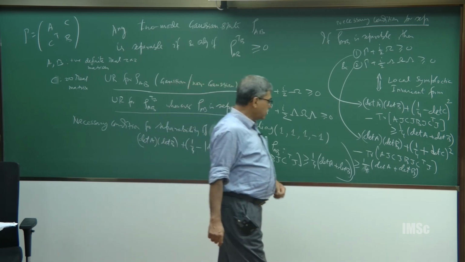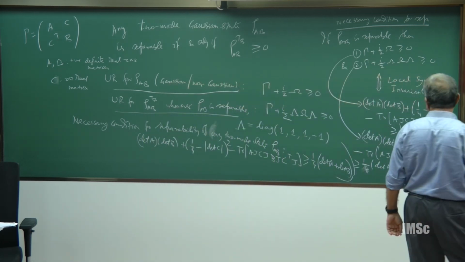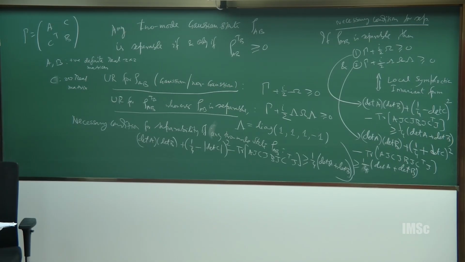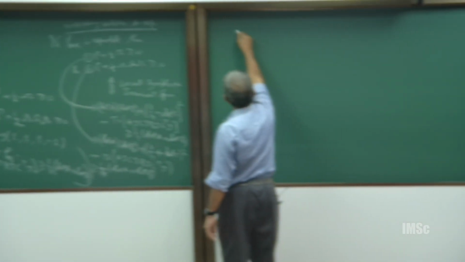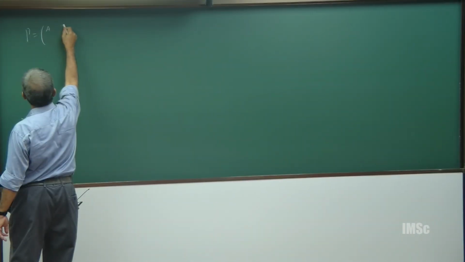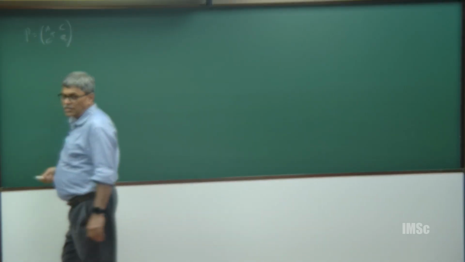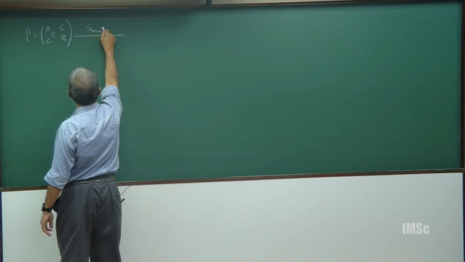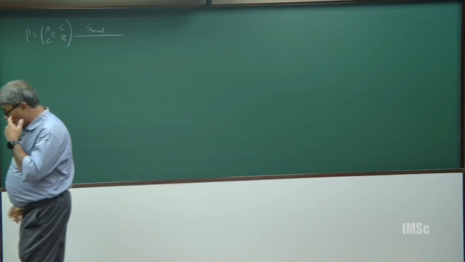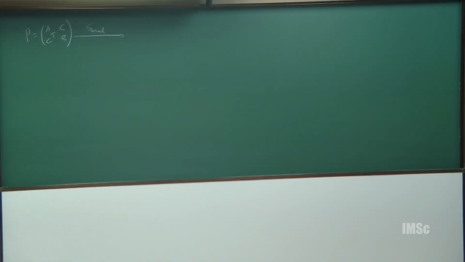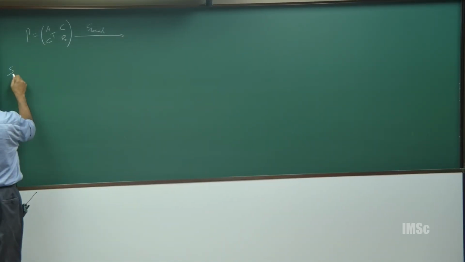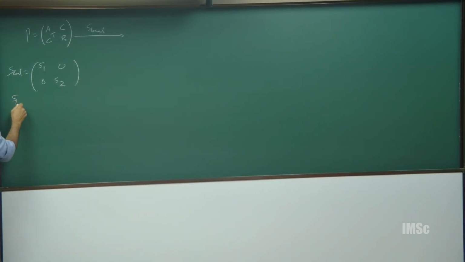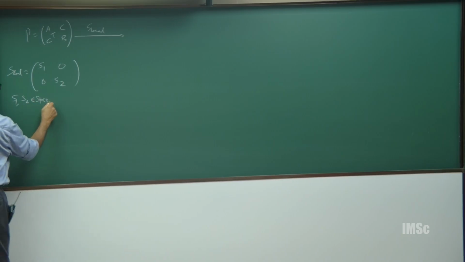Now, the question is how to prove this thing. I think we have given the argument: you take any covariance matrix of a two mode state, A, C, C transpose, B, then by a local symplectic transformation S local, okay. So, local symplectic is this one, S1, 0, 0, S2, where S1 and S2 are in SP(2,R).